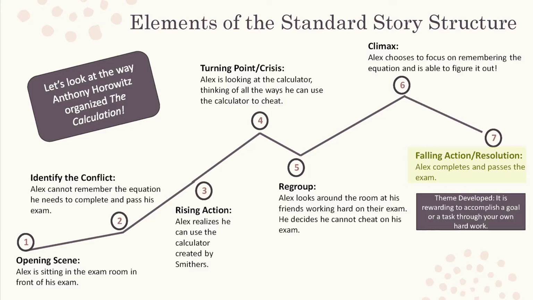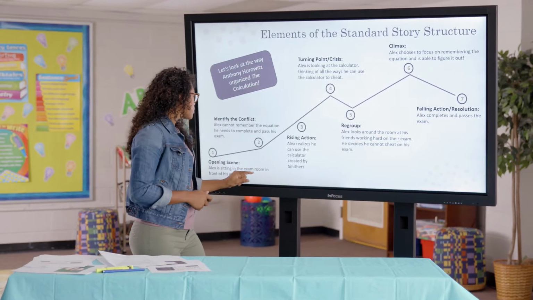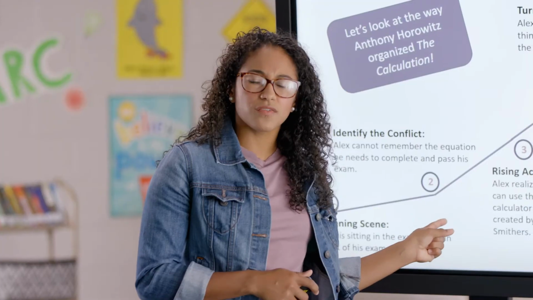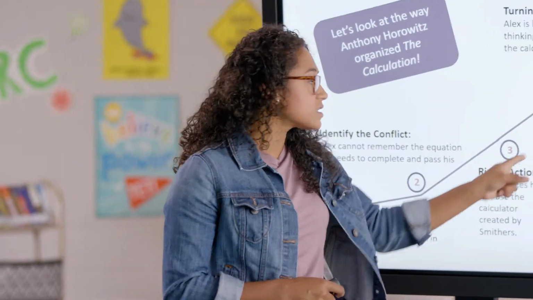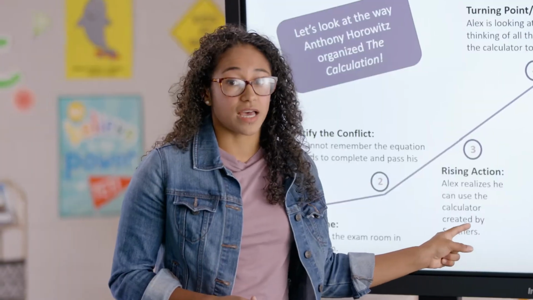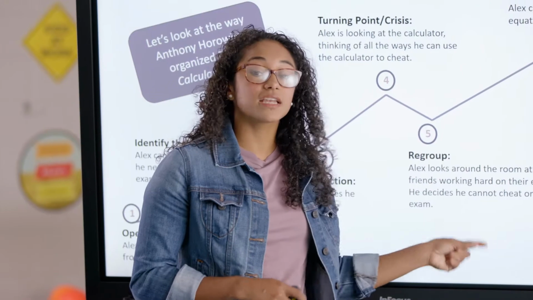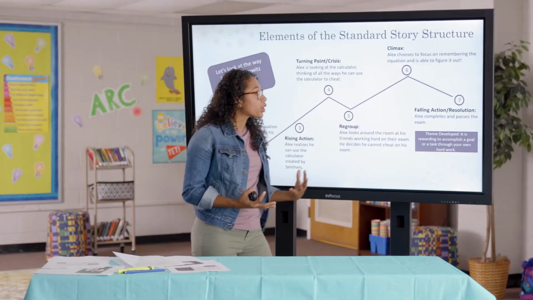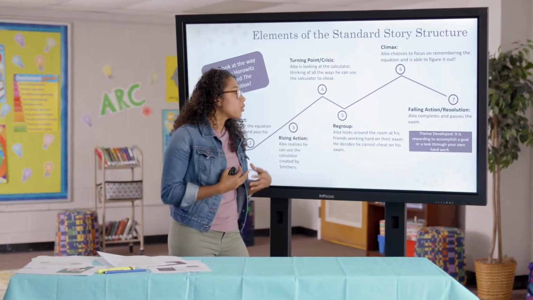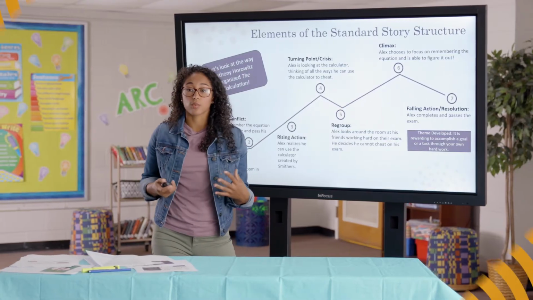So throughout this story, Alex goes from someone who doubts himself a little bit, he's trying to pass his exam, he doesn't think he can do it, so he might cheat on the test. He decides not to cheat on this test, believes in himself, and we end up with this theme, that it's rewarding to accomplish a goal or a task through your own hard work.